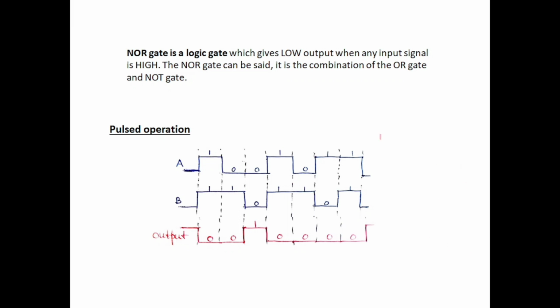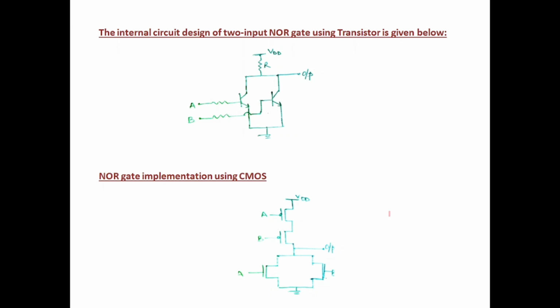Now again here is shown a pulsed operation when two inputs are shown as these two pulses, and this is the output. Any one of the inputs is 1, we get 0. So here 0, here this input is 1, so 0. Both the inputs are 0, we'll get 1. Any one of the inputs is 1, then we'll get 0. We can see here.